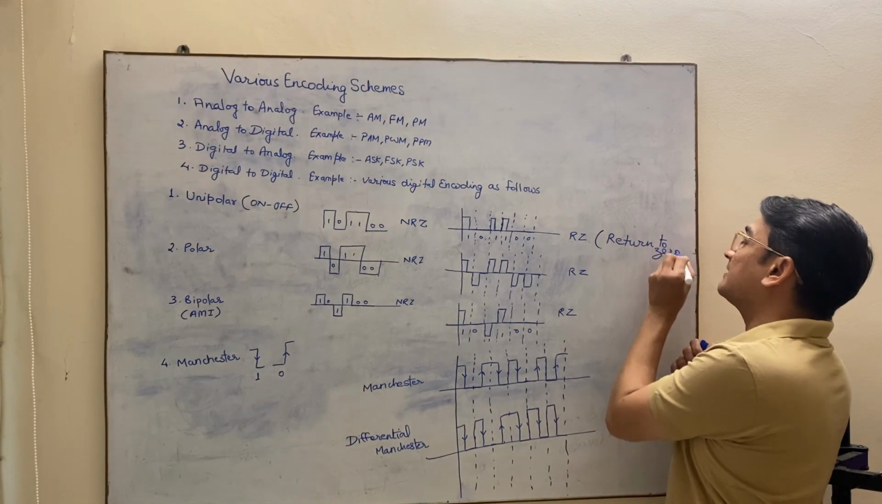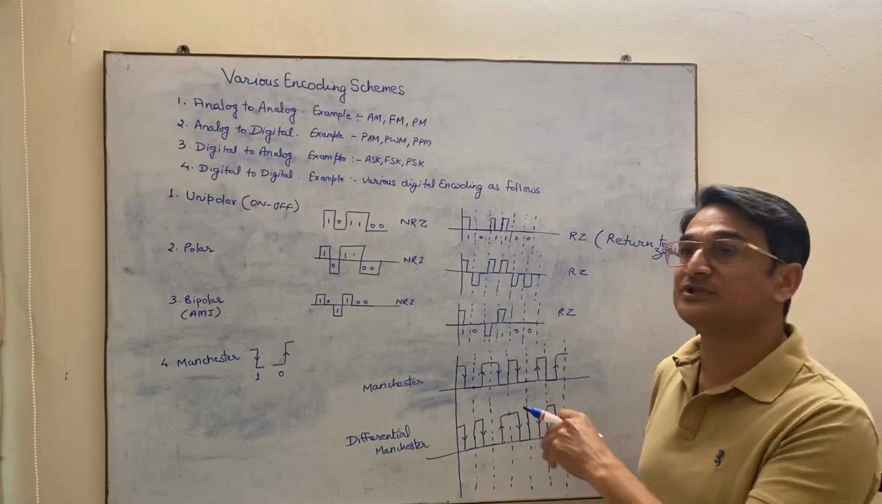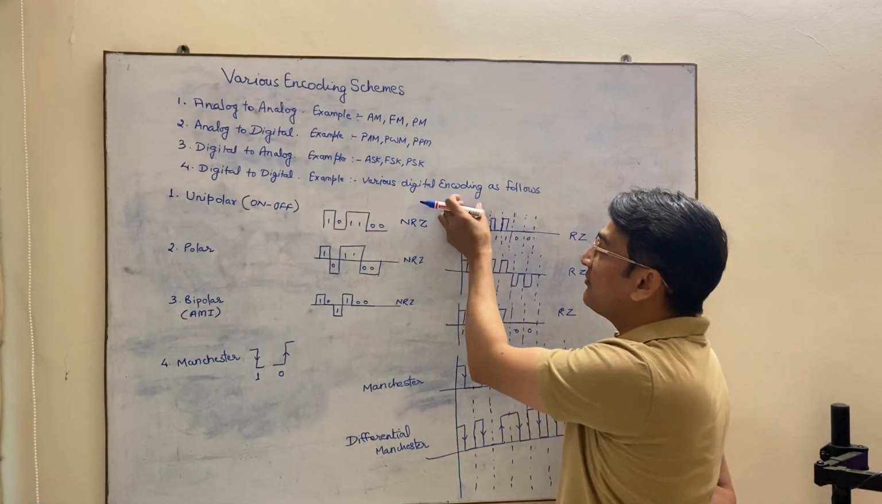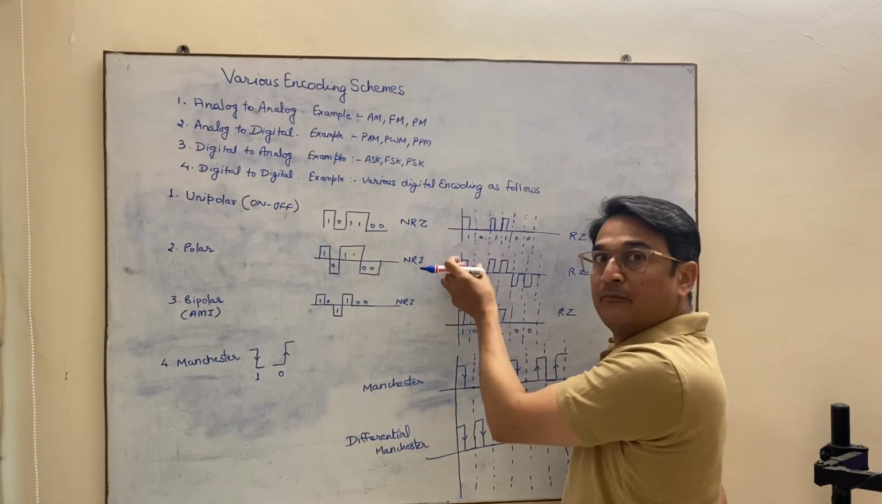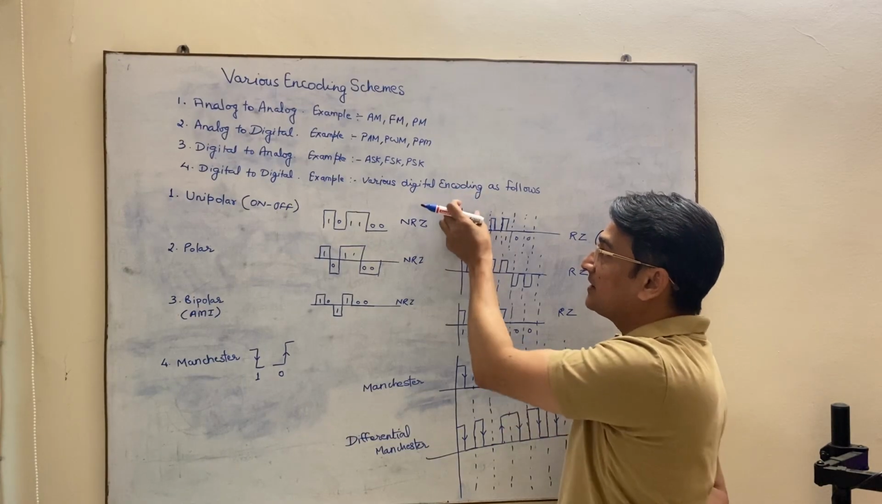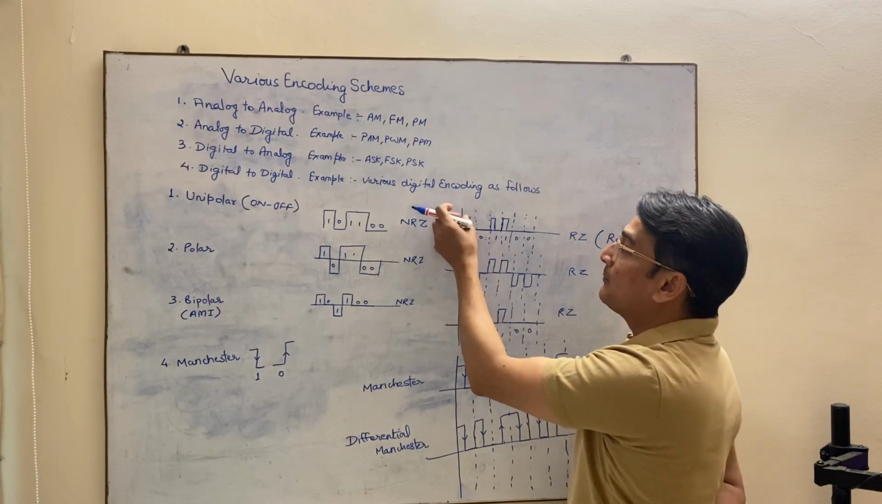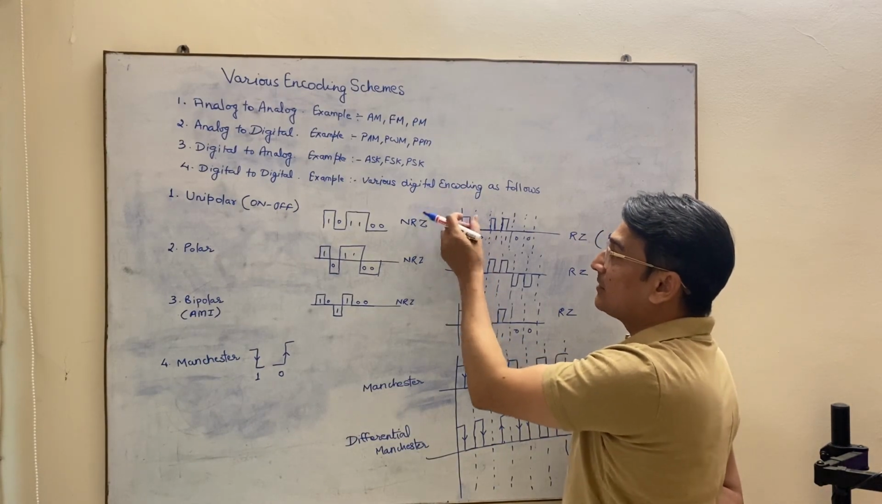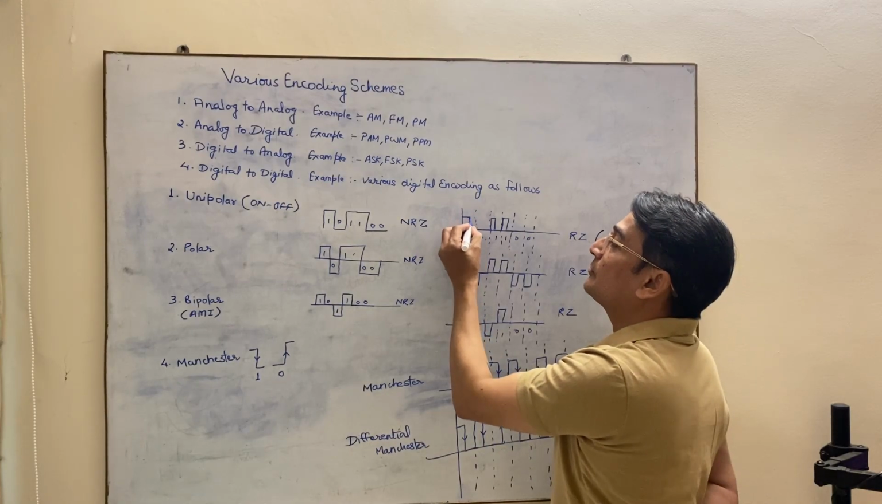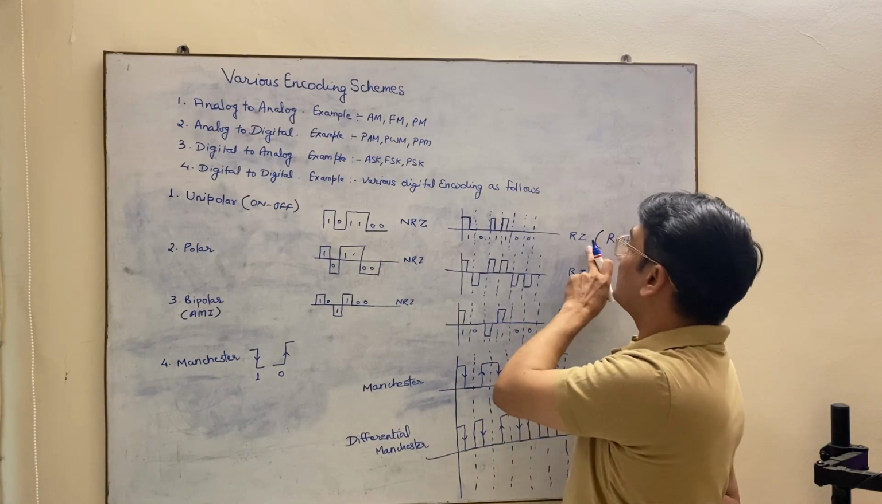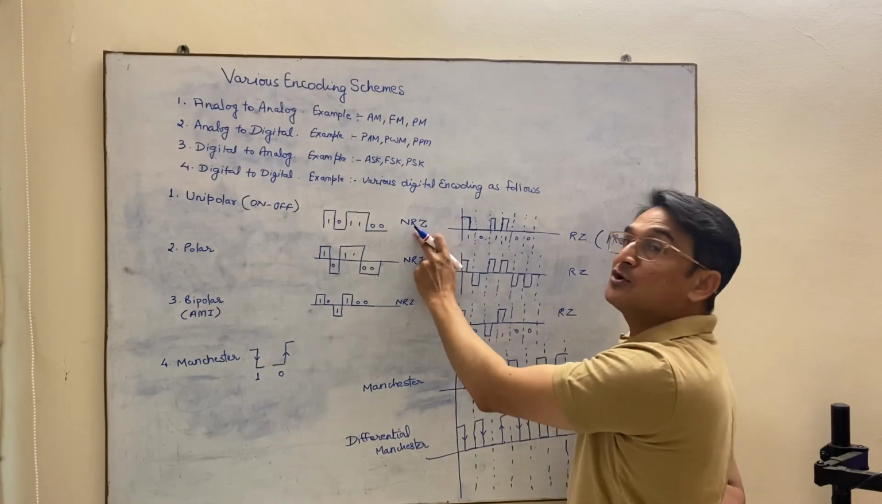Every bit is returning to zero at its mid position. As you can see, the width for 1 is this much. It is shown by the dotted lines, but it is coming down to zero level at the midpoint. That is why it is known as return to zero. This is non-return to zero.